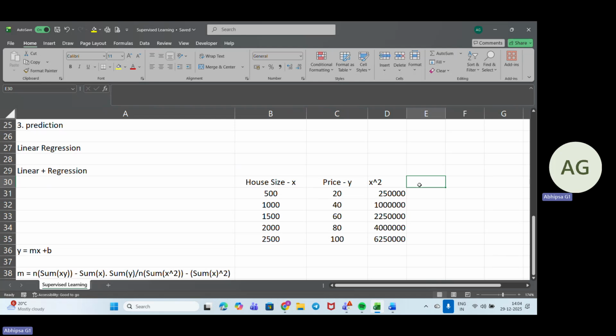Now we need to calculate x into y. So xy, that is 500 into 20. 5 twos are 10 with 3 zeros extra. Now coming down, this is 4 with 4 zeros. Sorry, this would be 9 with 4 zeros. And this would be 16 with 4 zeros. And this is coming up 25 with 4 zeros.